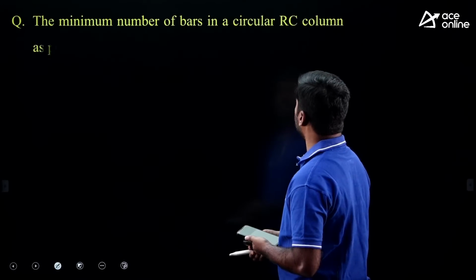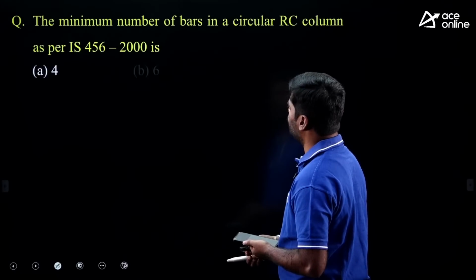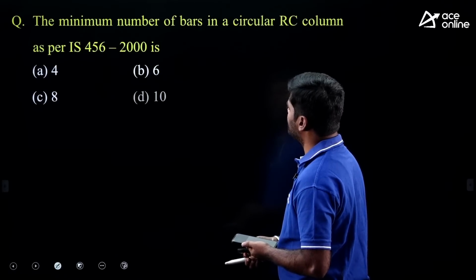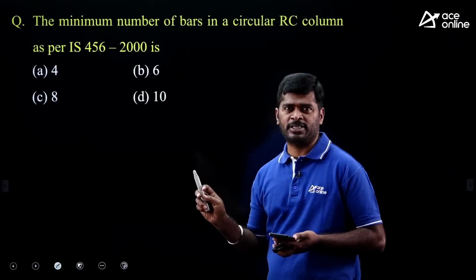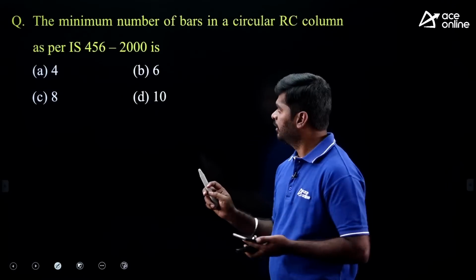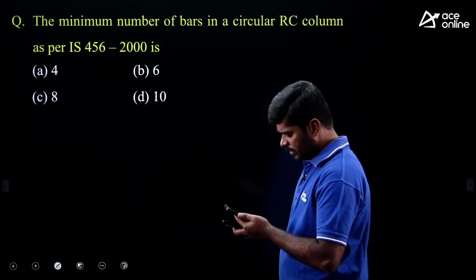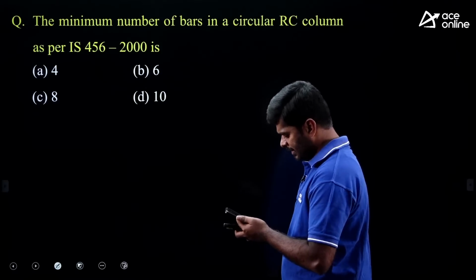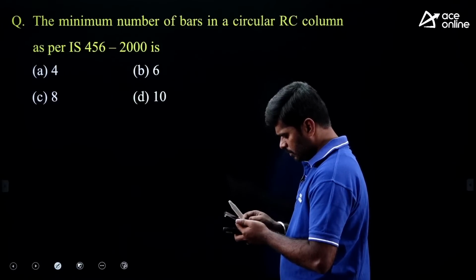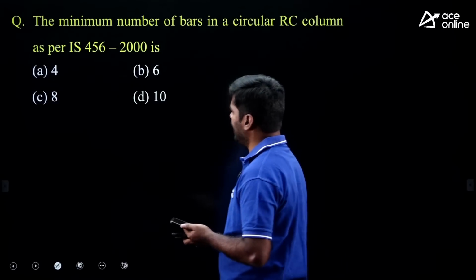The minimum number of bars in a circular RC column as per IS 456-2000 is, it is a common question in competitive exams, my dear. Which option is correct? I hope you will answer.